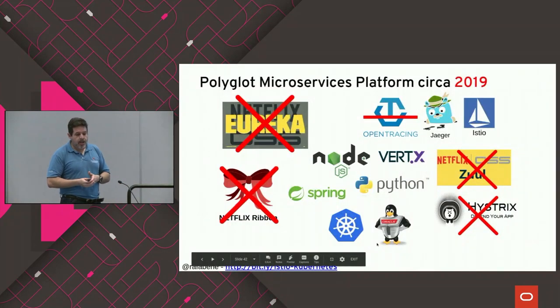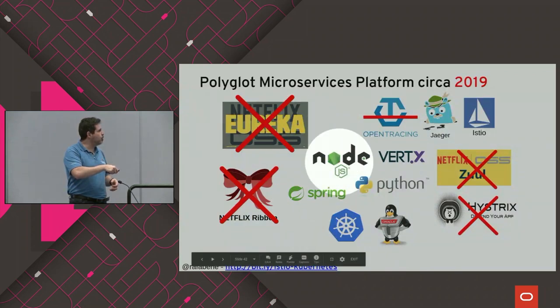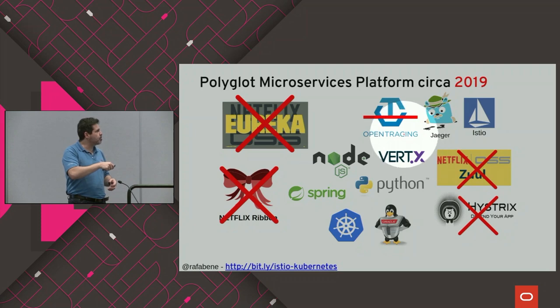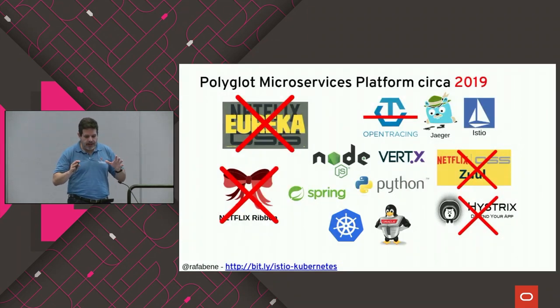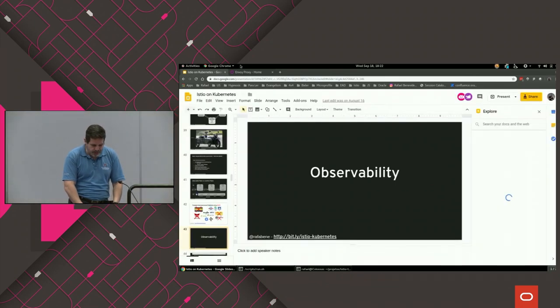We'll see that. So now, in 2019, we don't need Netflix Ribbon, we don't need Eureka, we don't need Netflix Zuul, we need Netflix Hystrix, we don't need to install OpenTracing by hand because in Istio we have the installation of Jaeger for free. So no matter what language you are using, with Istio, Kubernetes, and Oracle Linux, you are completely polyglot. Let's see that, because better than talking is showing.